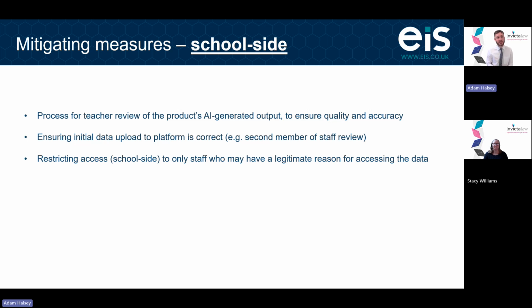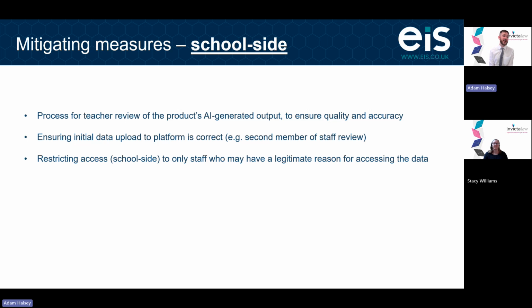But starting on the school side, a very basic school side mitigating measure may simply be to ensure we've got a good process in place and everyone's clear on what that process is for teacher or professional review of that AI's output to ensure that what's being fed back to students in that revision app example is of good quality and that it's accurate.